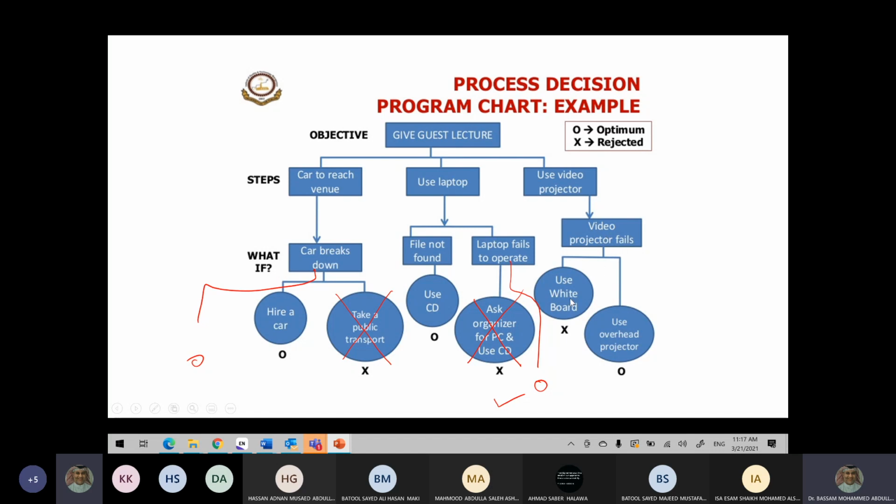If the video does not work, you're going to use a whiteboard, or you're going to use an overhead projector. Okay, so using a whiteboard, talking about a PowerPoint presentation, and then you're telling the presenter to use a whiteboard is not accepted. So definitely this is not accepted. And of course, the backup of having an overhead projector will be a good solution. So you can see here that it's a very simple tool that helps you in the planning process for any kind of a process. It's very helpful as a tool.